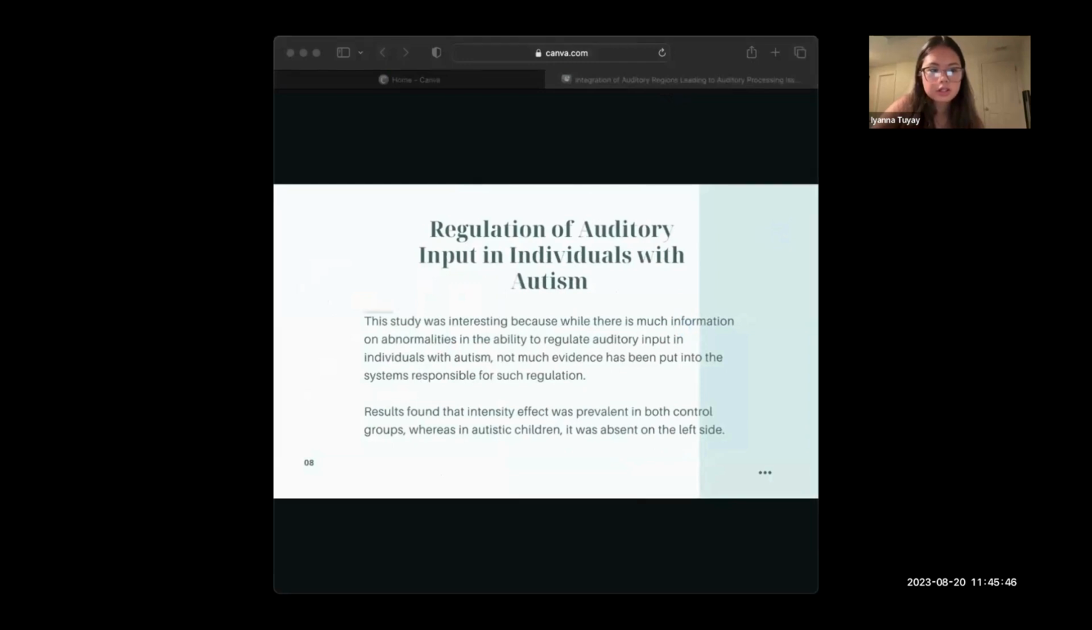Regulation of auditory input in individuals with autism. In a second study, Brunet and colleagues investigated late auditory evoked potentials in autistic children at the cortical level. The study was interesting because while there is much information on abnormalities in the ability to regulate auditory input in individuals with autism, not much evidence has been put into the systems responsible for such regulation.